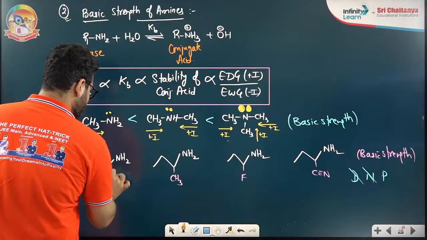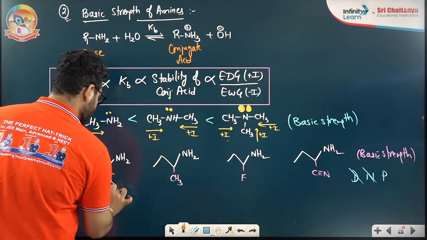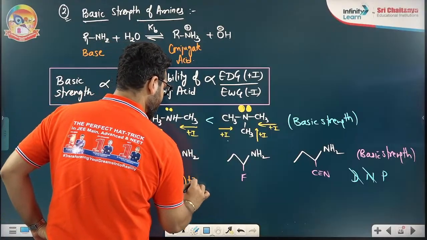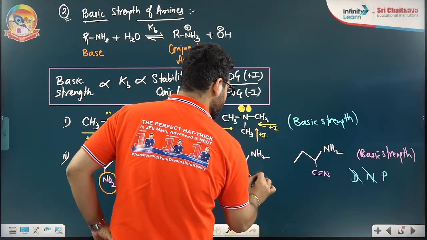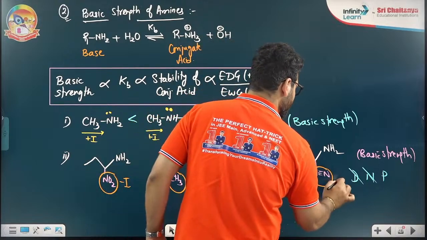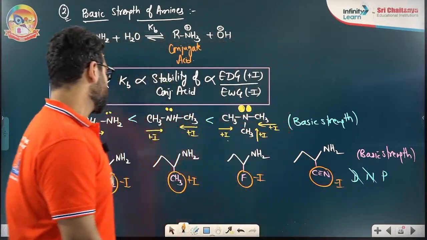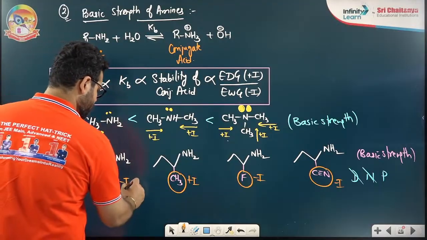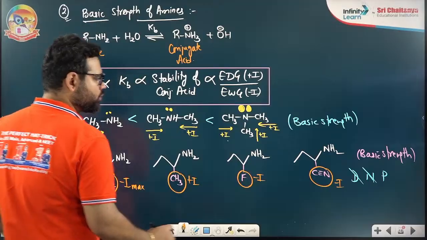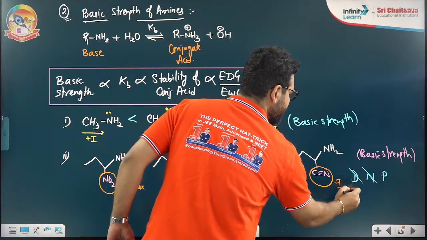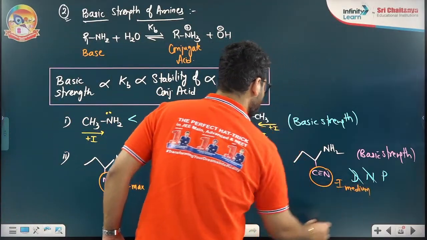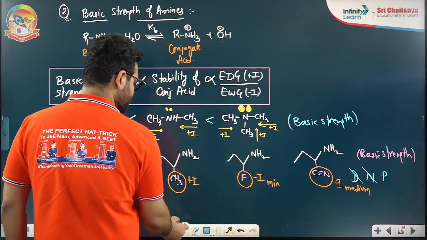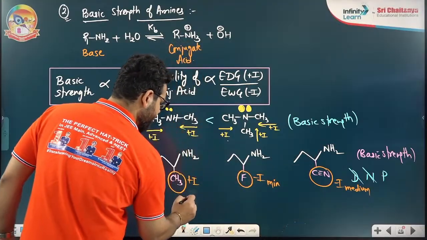NO2 is a very strong minus I group. CH3 is a plus I. Fluorine is also a minus I, and the other group is also a minus I. So out of these, NO2 has the maximum minus I. This one has medium minus I, and this one has the minimum minus I. This one was plus I.